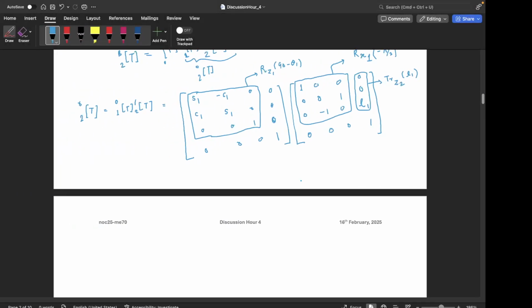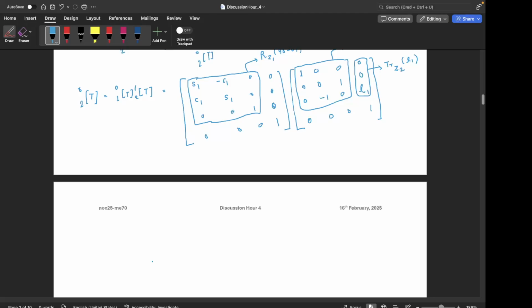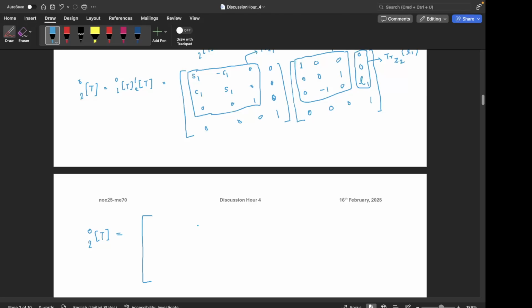Okay, so let's do the multiplication. All right, let's multiply. So first row, first column, this would be S1. S1, first row, first column, first row, second column.